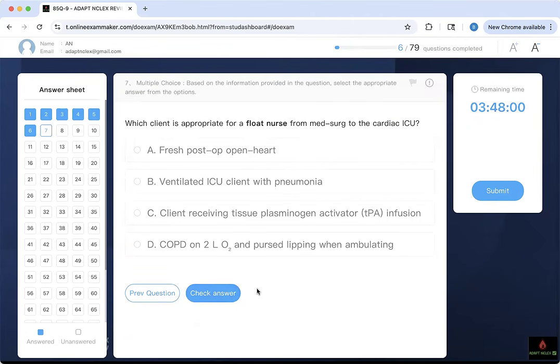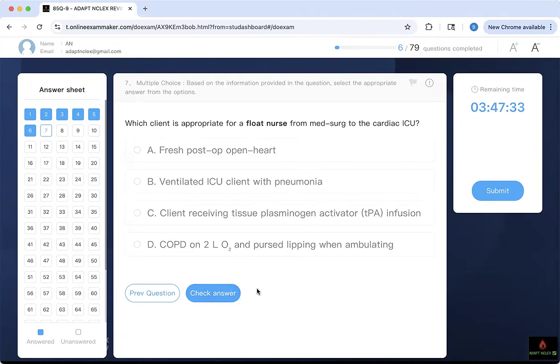Which client is appropriate for a float nurse from the Med Surg to the cardiac unit? What do you think? We now move to delegation and assignment. When a float nurse goes to the cardiac unit, never give them any patient that is more serious, not predictable, or specific for the unit. Therefore, give them somebody every nurse can take care of. That's why she's a float. She's not a cardiac nurse.